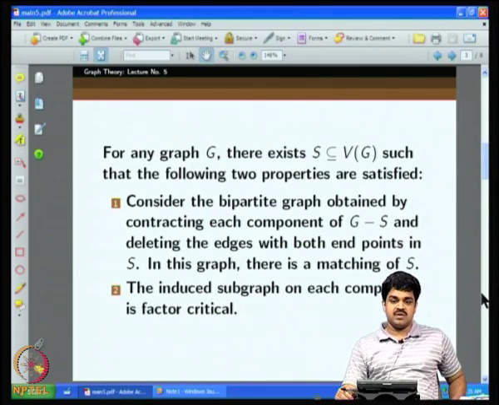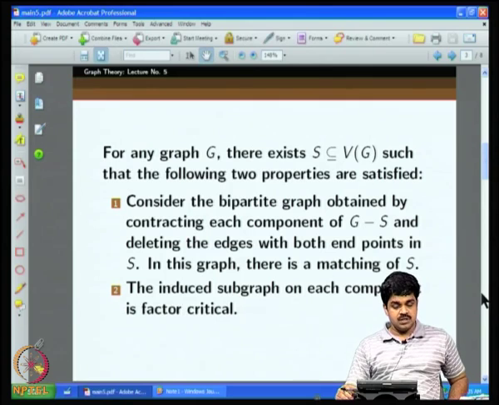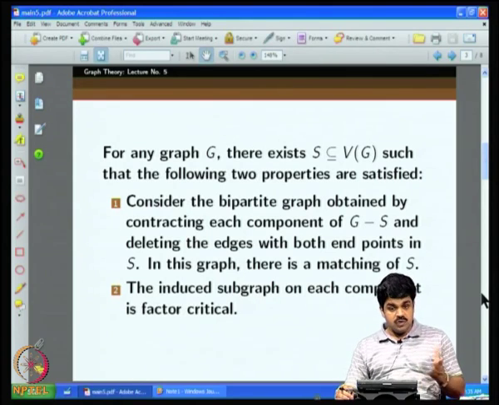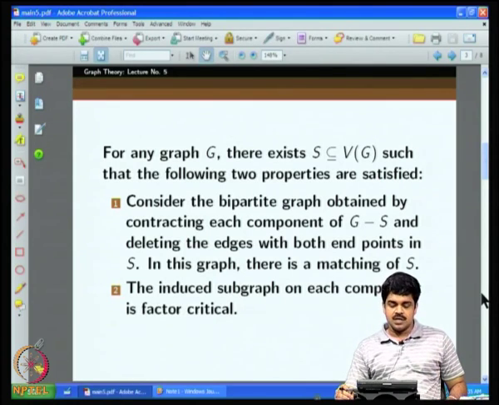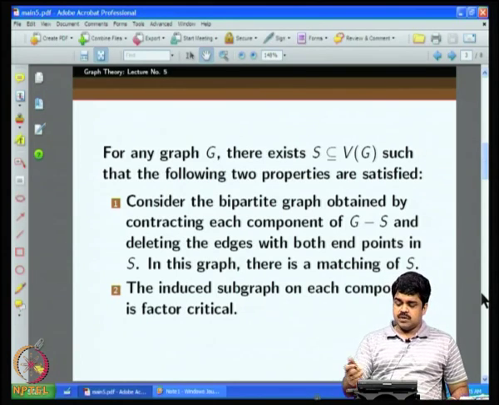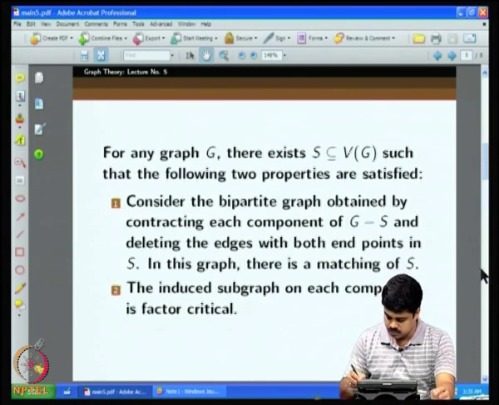Naturally, for it to be factor critical, they all have to be odd, right. Each component has to be odd. Not only that, they will be of odd cardinality, but also they will be factor critical. But the first property says, so let me explain what the first property says.